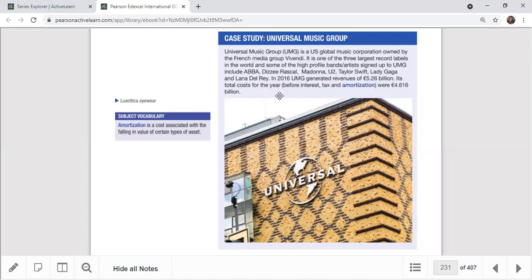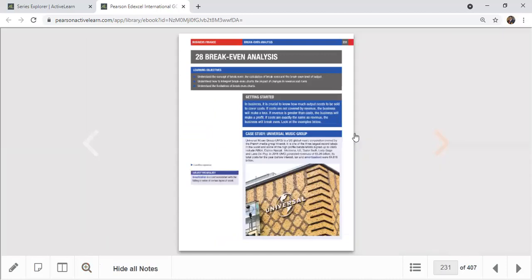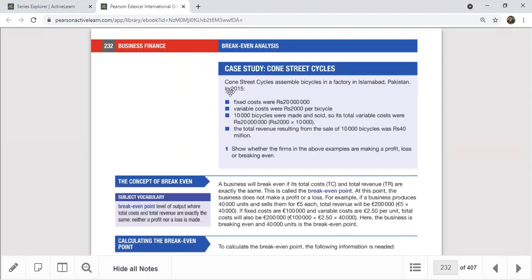Its total cost for the year before interest, tax, and amortization is 4.616 billion. Amortization is a kind of depreciation: the cost associated with the falling value of certain types of assets, like market value going down. They have given their total revenue and total profit figures for this record label. They're asking some questions in a case study, Cornerstone Street Cycle, the second case study.